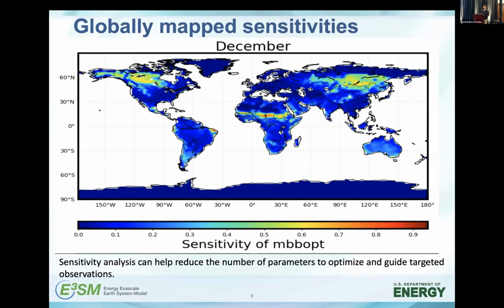And so why are we doing these types of analyses? I think it's important in a couple of ways. And so a model like ELM, as I mentioned, has a lot of parameters. And so this can help us reduce the number of parameters we need to optimize, because the optimization problem becomes basically exponentially more complex or expensive as we add parameters. And also, if we know a particular parameter is sensitive at a certain time or place, that can guide observations as well. So those parameters are associated with specific processes.